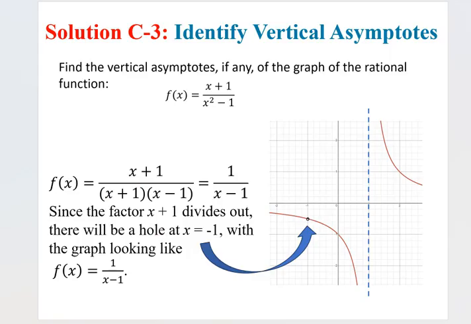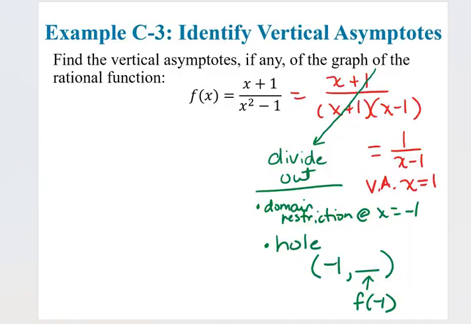So remember, holes come when you can divide out, like I showed you. When you can divide out a factor, that's where the hole is going to come from. Anything that's left over will be a vertical asymptote.